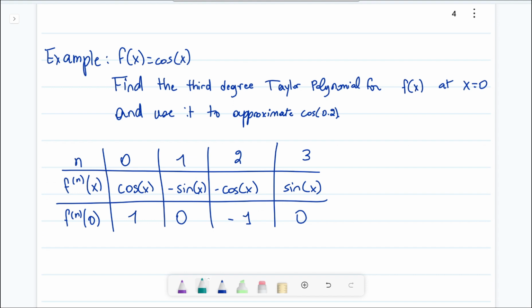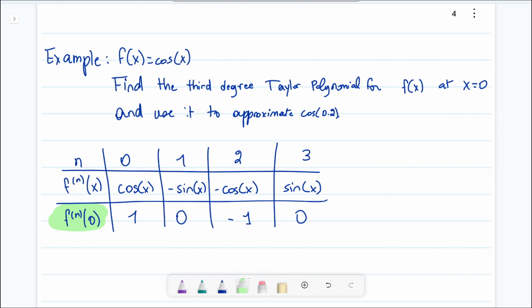Always draw a table. And I will tell you what all of these things in the table are. But first, draw a table. On the top left corner, write n. And here they ask for the third degree Taylor polynomial. So make sure you have a 0, 1, 2, and 3.